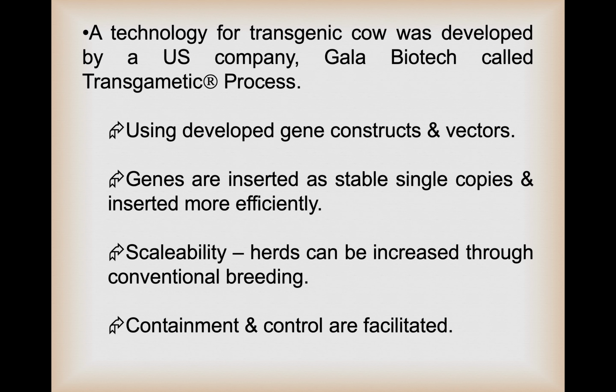Now, apart from that, a company in the US called Gala Biotech has patented a process called transgenic. So as you can see over here, there is an R there, which means that it has been registered, it has been trademarked. So you can just Google Gala Biotech, it will bring you to the company website. So they are basically producing transgenic cows using developed gene constructs and vectors. Genes are inserted as stable single copies and inserted more efficiently. How, they do not disclose because they have patented it. Scalability, which means that the transgenic animals can be increased through conventional breeding, no problem there. And containment and control are facilitated during the interbreeding.